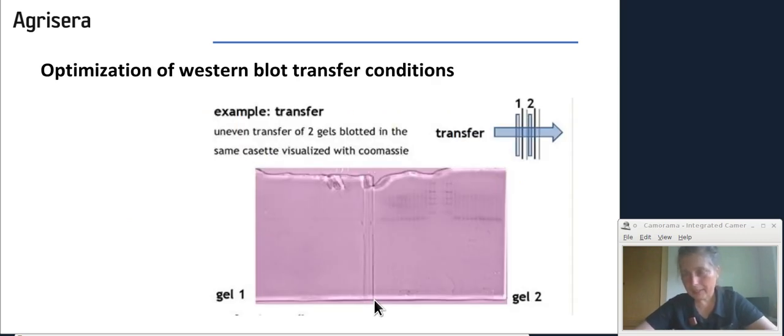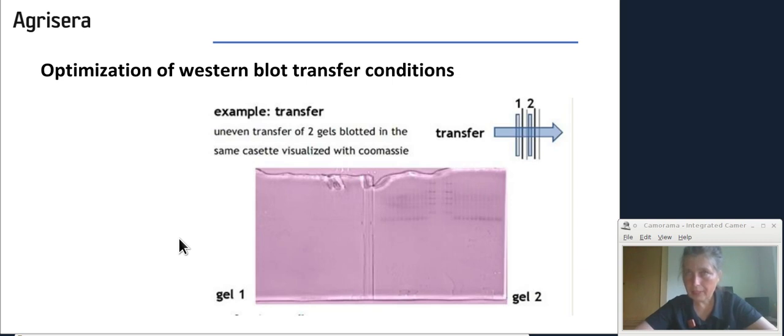We have been doing quantitative Western blots and realized that a sandwich where we have two gels is not optimal if proteins are to be quantified, because as you see here, from gel 1 proteins have been transferred, while in gel 2 in a sandwich, some of the proteins have been left behind. So when working with quantification, the sandwich has to contain only one gel, which is blotted, not two.